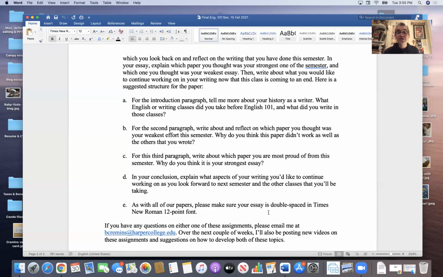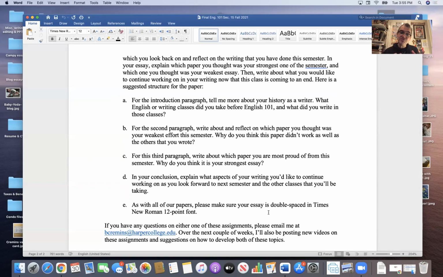because again, it's a reflection on all the work you did this semester if you choose to do this option. And then lastly, in your conclusion, this is similar actually also to what we did at the midterm with the letter, where I said at the end you can mention some things you want to work on in your writing as you get into the second half of the semester. So this is very similar, where I say in your conclusion of this short response, explain some of the aspects of your writing that you think you'd like to continue working on in English 102 and other classes that you're going to have where you'll have term papers and essays.